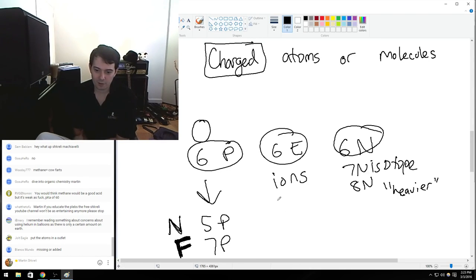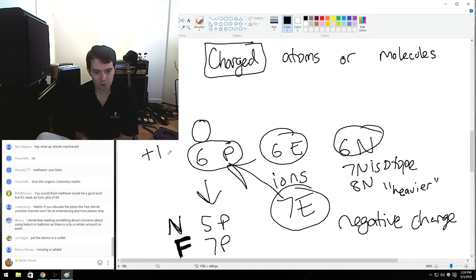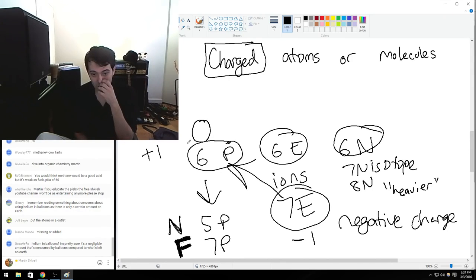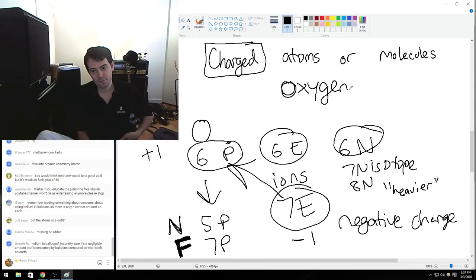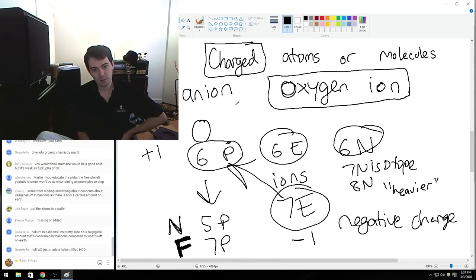So we added an electron to have 7 electrons, and it would be negatively charged because there's one more negatively charged electron. In fact, it would have 7 electrons versus 6 protons. The charge is +1 for a proton, the charge is -1 for an electron. So you actually have -1 total charge. We call this an oxygen ion, a negatively charged oxygen ion. And negative ions we call anions. Positive ions we call cations.